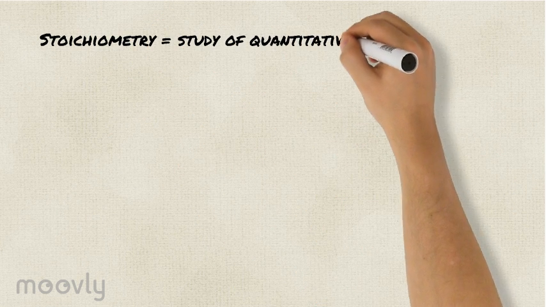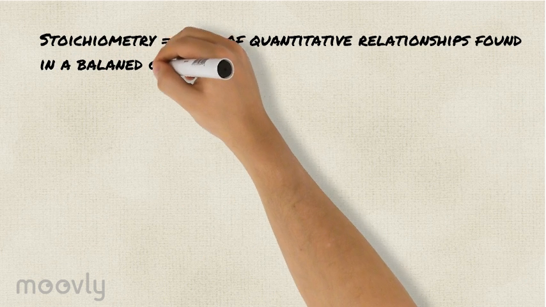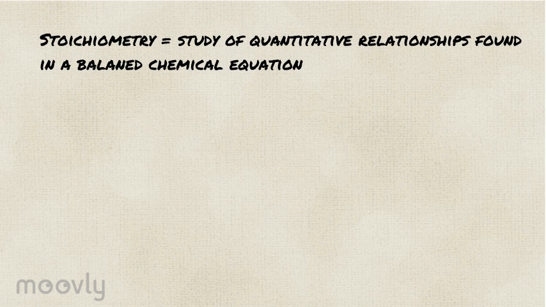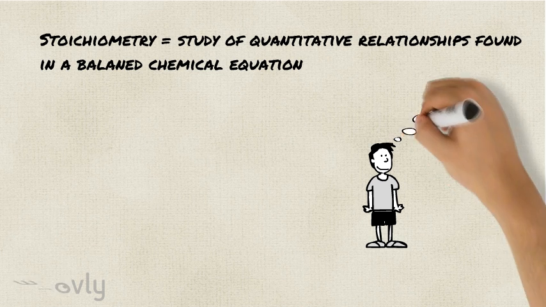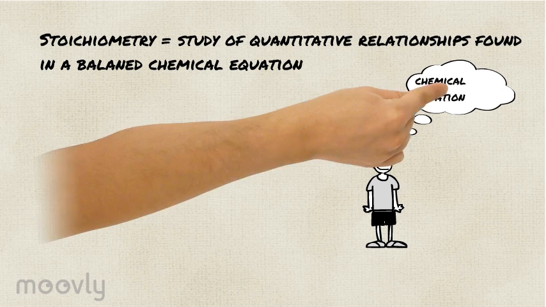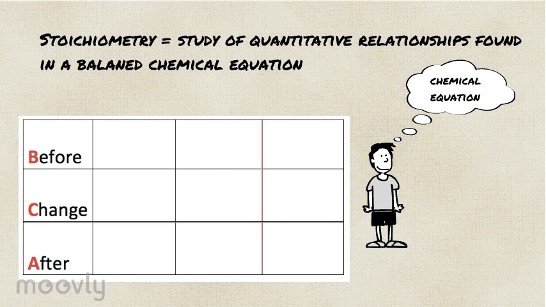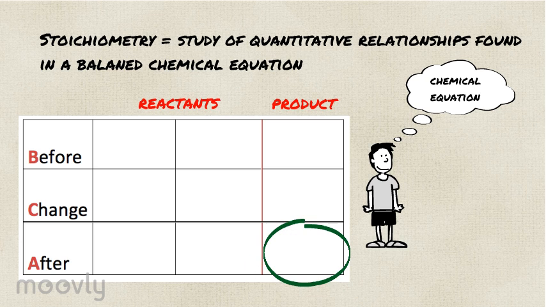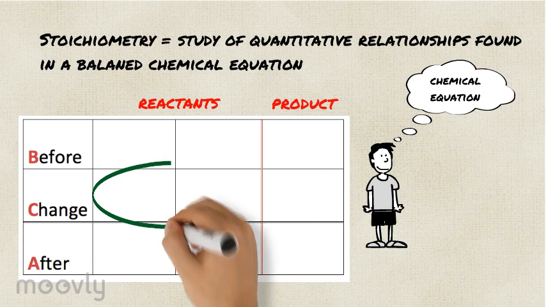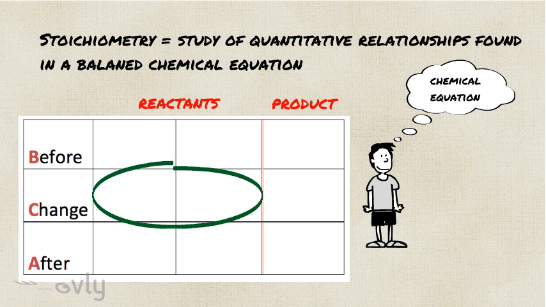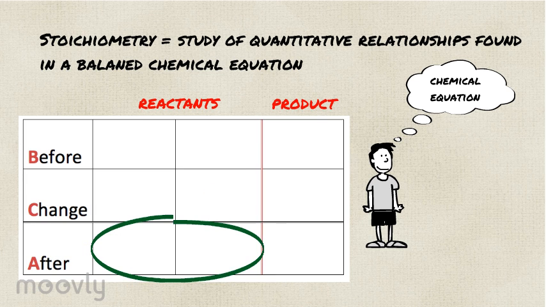Stoichiometry is the study of quantitative relationships found in a balanced chemical equation. In other words, it's an approach to problem solving in chemistry using a chemical equation. We'll be using BCA tables, or before, change, after tables in stoichiometry problems. These tables allow us to track quantitative changes in a chemical reaction, such as how much product can be or should be produced, how much reactant will be consumed in the process, and how much, if anything, is left over.